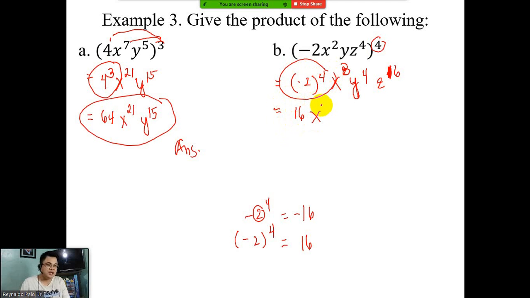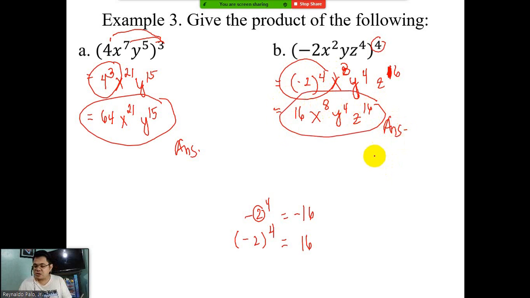So 16x raised to the 8th power, y raised to the 4th power, and then z raised to the 16th power. This will be now your final answer. That is what we call the product law of exponents.